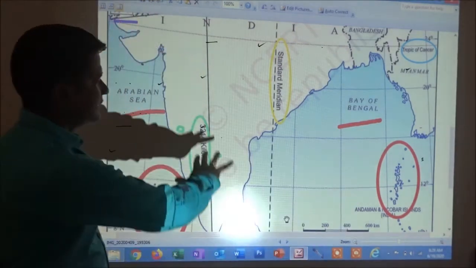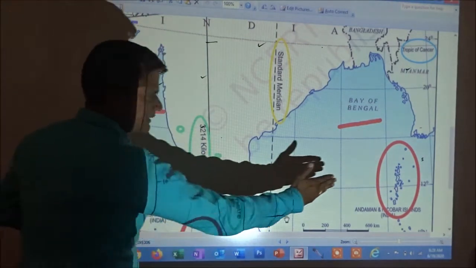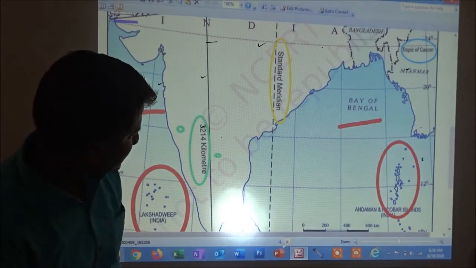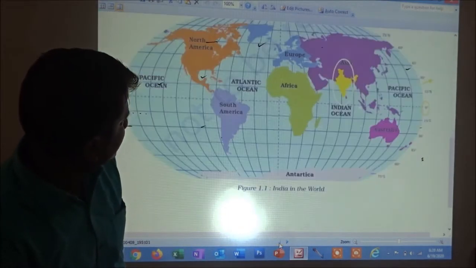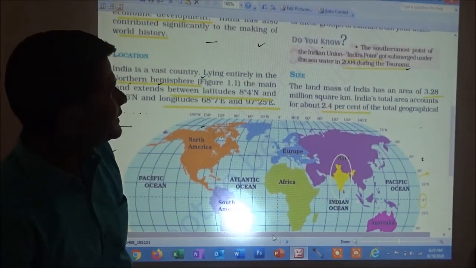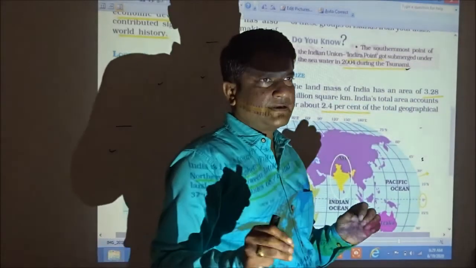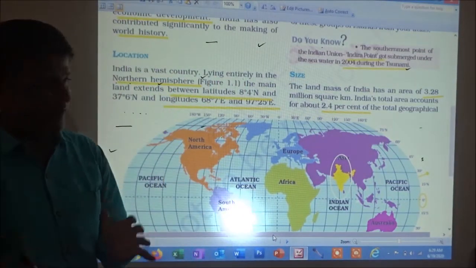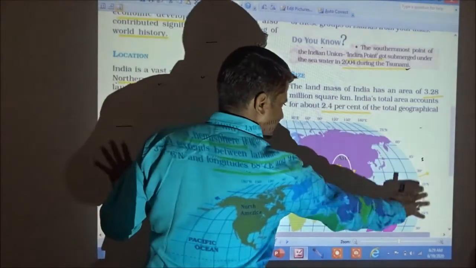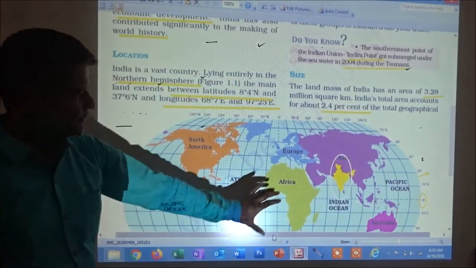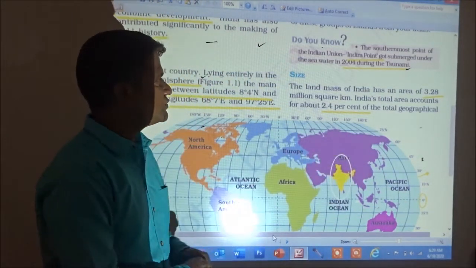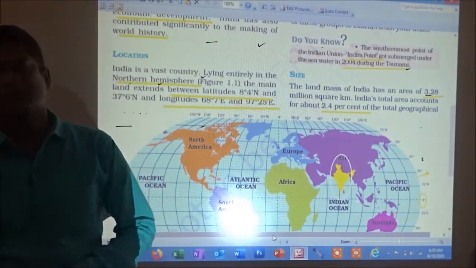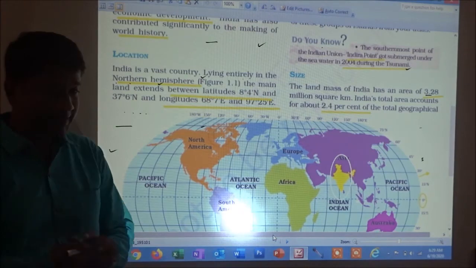So I think the latitude longitude extent is clear, as well as the location of both groups of islands. Now we are moving to the next subtopic, that is India's size. Here we are going to discuss, area wise, what is the size of India. Again, you look, there is a globe. If we look at India's size, it is very clear that India covers 3.28 million square kilometers.